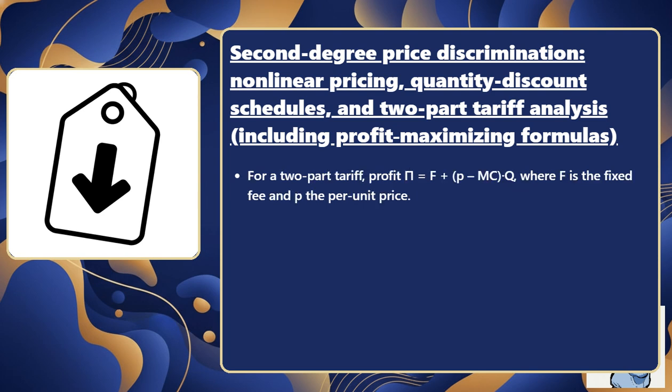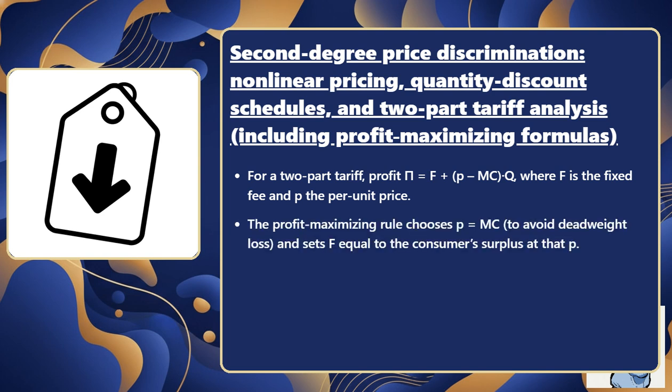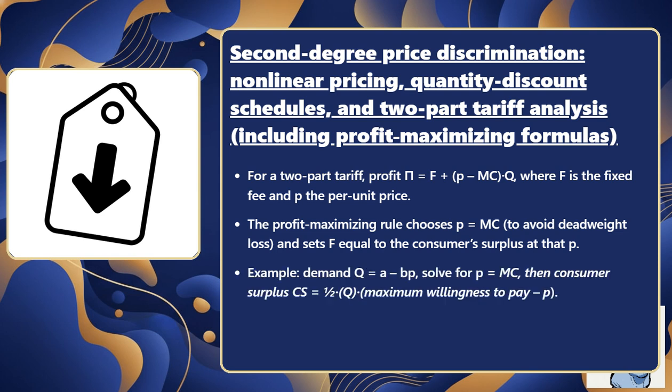For a two-part tariff, profit pi equals F plus (P minus MC) times Q, where F is the fixed fee and P the per-unit price. The profit-maximizing rule chooses P equals MC to avoid deadweight loss, and sets F equal to the consumer's surplus at that P. Example: demand Q equals a minus BP, solve for P star equals MC, then consumer surplus CS equals 1/2 times Q times (maximum willingness to pay minus P star). The firm captures CS as the fixed fee.